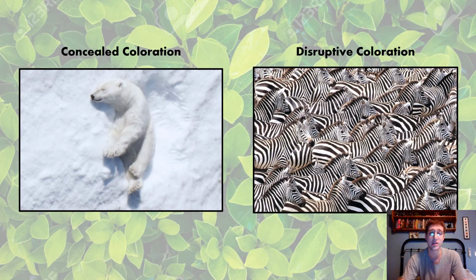Disruptive coloration is pretty much the opposite, where you're trying to use really distracting coloration to make yourself look larger, I guess. So for example, these zebras, because of everyone having these bright black and white stripes, it distracts the predators and makes them unable to pick out specific individuals. It just kind of looks like a big black and white blob. That way they can't target sick or old individuals.